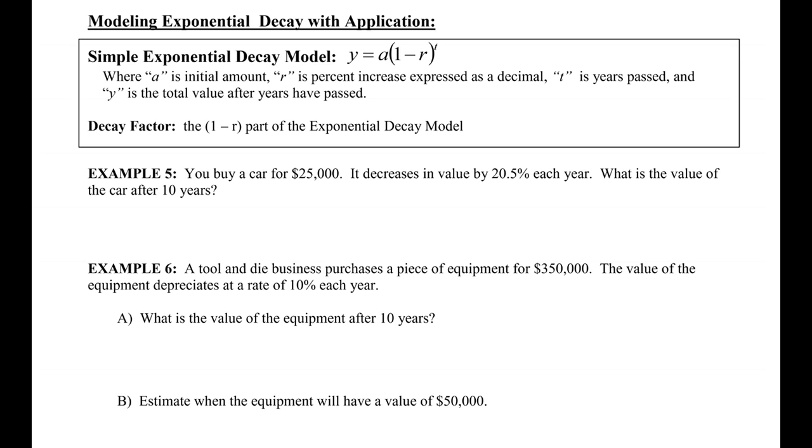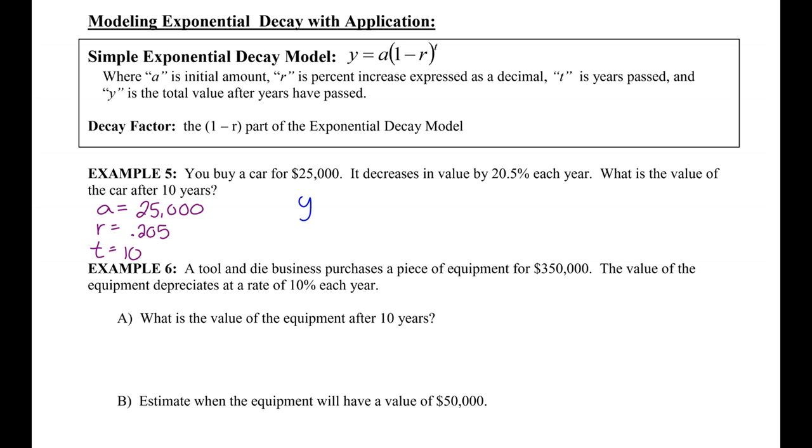So for example 5, it says you buy a car for $25,000. It decreases in value by 20.5% each year. What is the value of the car after 10 years? I'm going to start by identifying the values of A, R, and T, so I can plug them into the equation. My initial amount was $25,000. My rate is 20.5%, which is 0.205 written as a decimal. And I want to know how much it would be worth after 10 years.